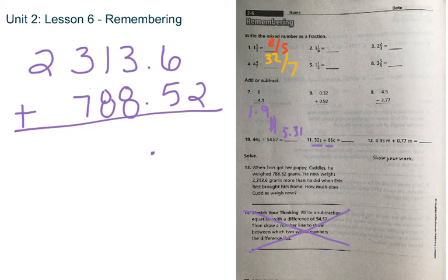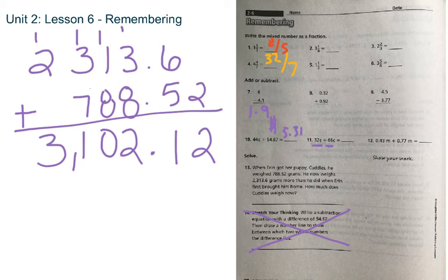You can bring down your decimal first if you'd like. 2 plus nothing is equal to 2. 6 plus 5 is equal to 11. Put down your 1, carry your 1. 8 plus 3, 11 plus 1 is equal to 12. Put down your 2, carry your 1. 8 plus 1 is 9, plus 1 more is 10. Put down your 0, carry your 1. Plus 3 is equal to 10, plus 1 more is equal to 11. Put down your 1, carry your 1. And 2 plus 1 is equal to 3.